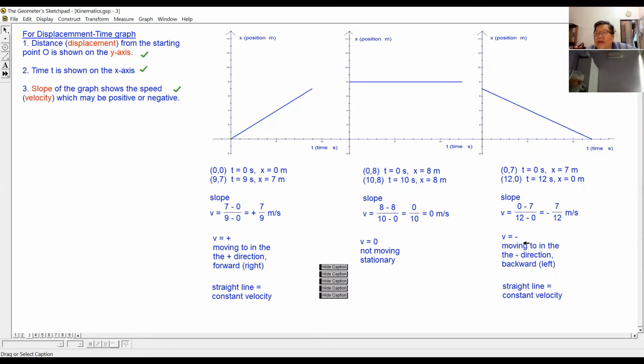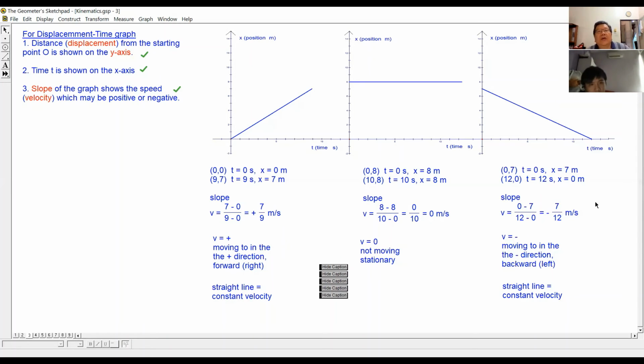Well, what is the meaning of negative? Negative means it is moving in the negative direction. Or you can say that it is moving backwards. Instead of moving away, it is moving backwards. Or you can say it is moving towards the left side. If this is the right, then it's moving backward, towards the left side.